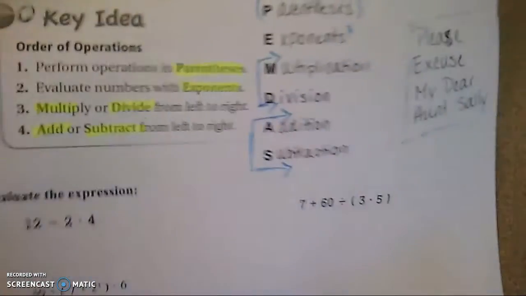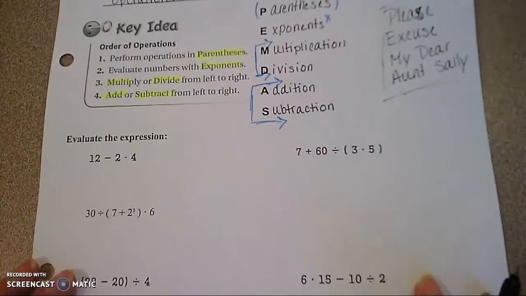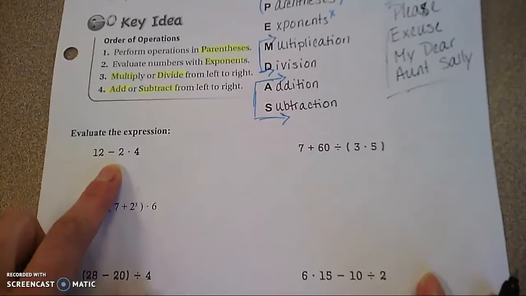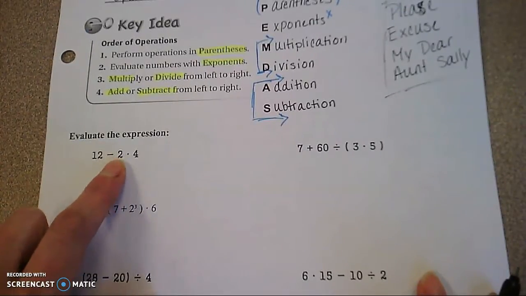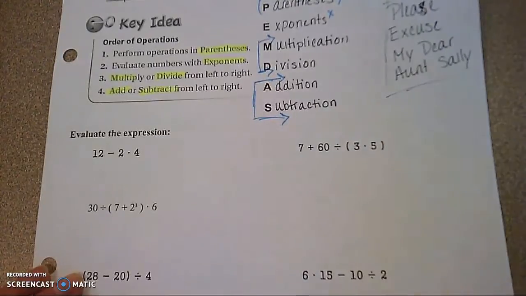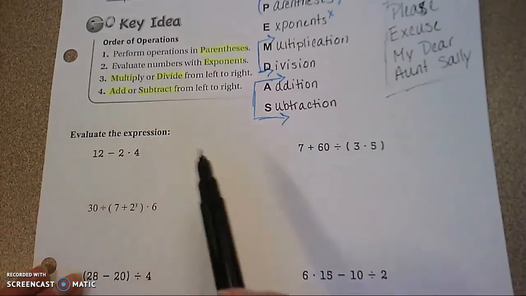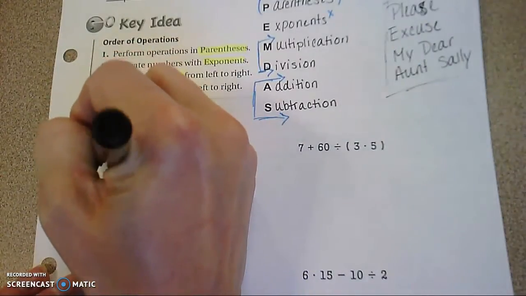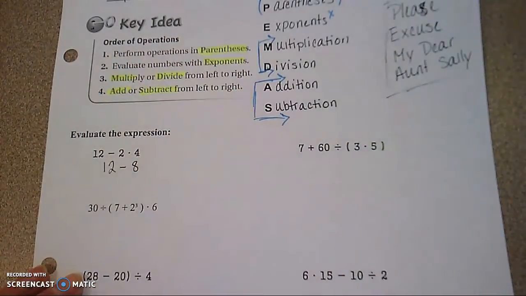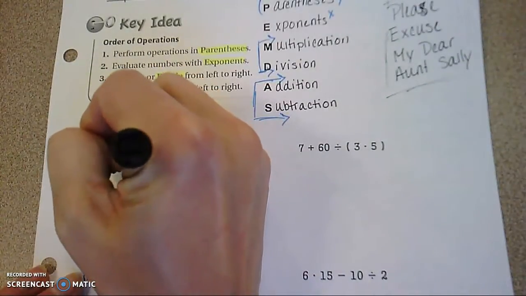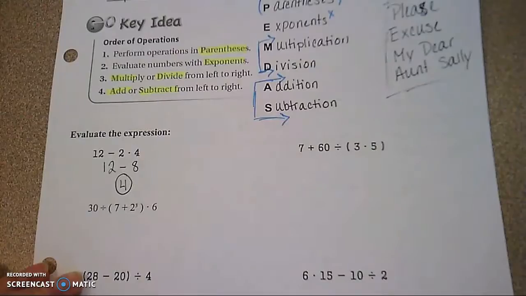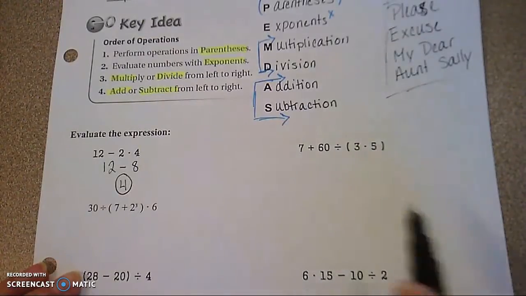So we're going to go ahead and evaluate, we use the word evaluate, these expressions. So 12 minus 2 times 4. Remember that little dot? That means to multiply. So I have subtraction and I have multiplication. So if I look at my chart, multiplication is going to come first. So I'm going to show every step. So if I'm multiplying first, that's 2 times 4, that's 8. So I'm going to rewrite the problem, but solving that step. Now I'm just subtracting 12 minus 8, and I'm left with 4. So I do want you to show every step.